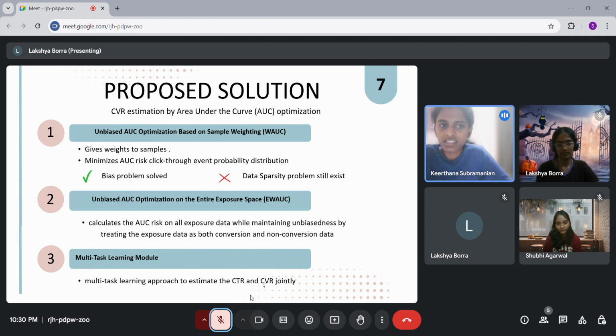And the second part is unbiased AUC optimization on the entire exposure space. This will be discussed in more detail in the further slides. And the third one is the multitask learning module, which is an approach to estimate the CTR and CVR jointly.